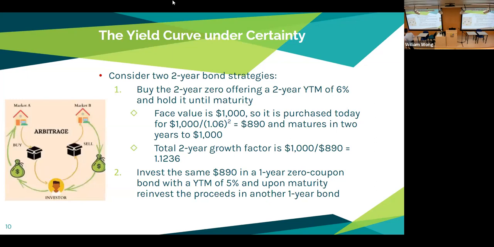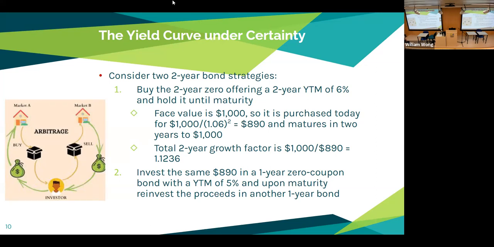And there is something called arbitrage. If in real life there is no arbitrage, then you are able to imply what the interest rate is for a particular bond. So consider two two-year bond strategies. The first one is to buy the 2-year zero, offering a 2-year yield to maturity of 6%, and hold it until maturity. The face value is $1,000, and if you purchase today, you just need to pay $890.